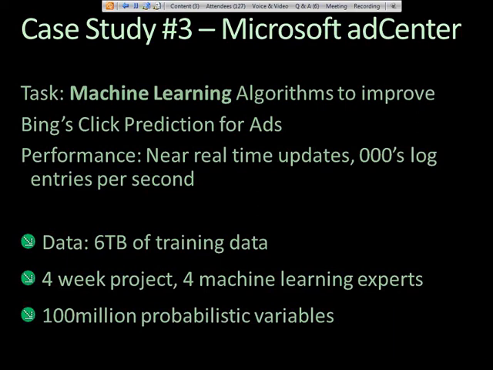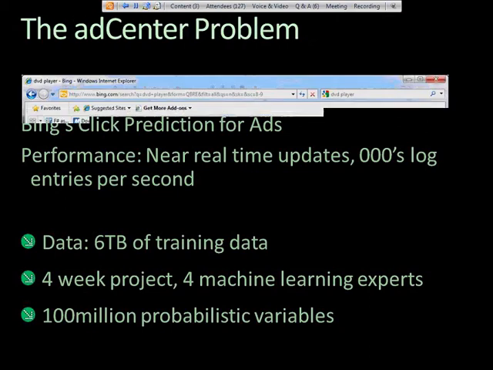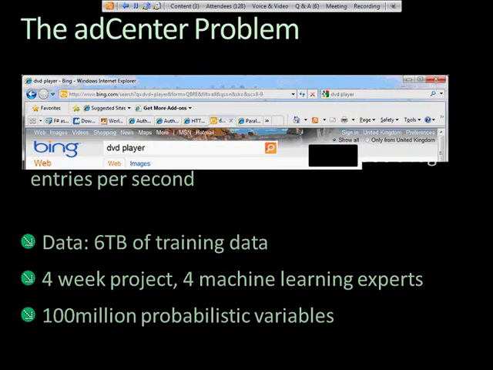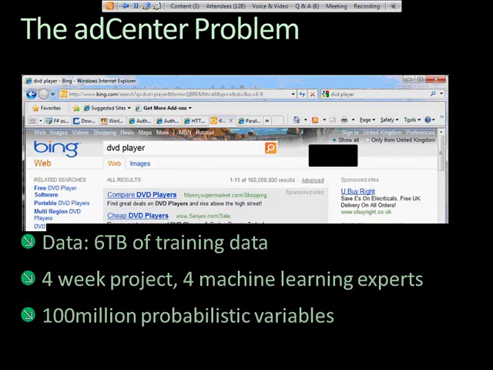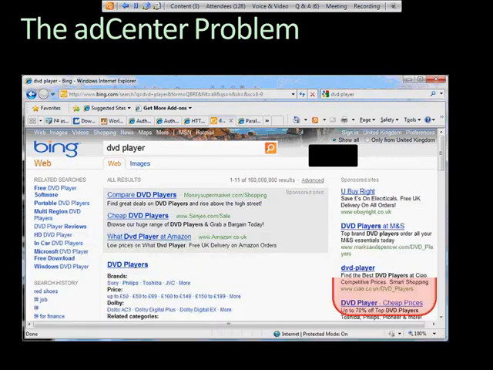So this was building a massive machine learning model. The people in the project were not professional programmers. They were machine learning experts, and they maxed out a 64-bit machine with these enormous arrays of probabilistic variables. And the aim in the end is to improve the performance of the ads that are placed in Bing.